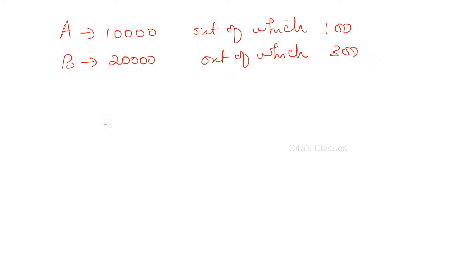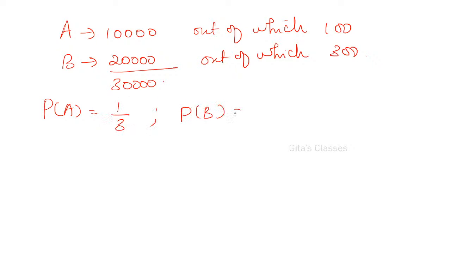Let us see. Even I have not done it. So P of A is 10,000 out of 30,000. Total products are 30,000. Therefore it is 1 by 3. P of B is 2 divided by 3.